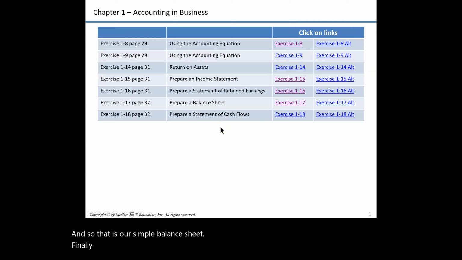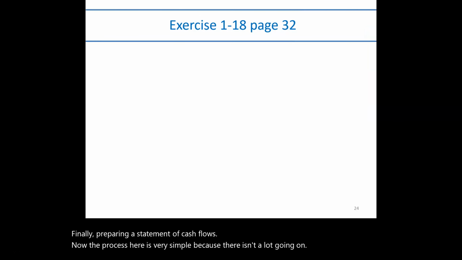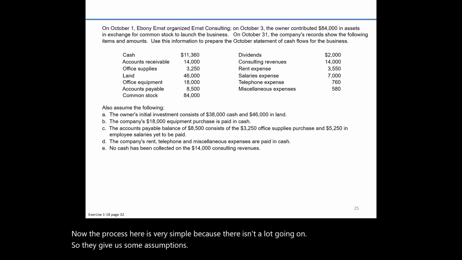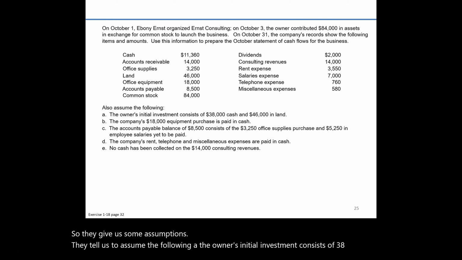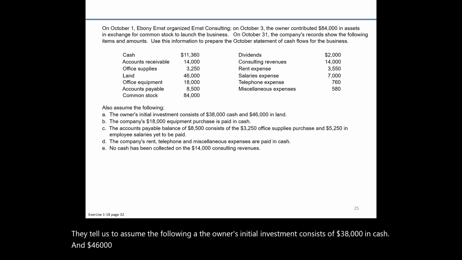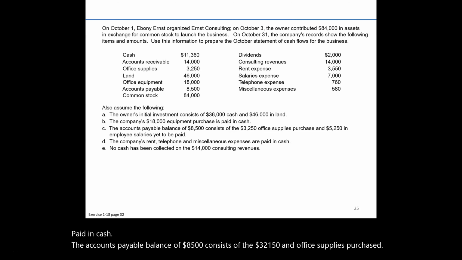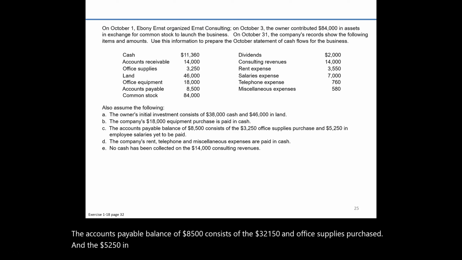Finally, preparing a statement of cash flows. Now the process here is very simple because there isn't a lot going on. So they give us some assumptions. They tell us to assume the following. A, the owner's initial investment consists of $38,000 in cash and $46,000 in land. B, the company's $18,000 equipment purchase is paid in cash. C, the accounts payable balance of $8,500 consists of the $3,250 in office supplies purchased and the $5,250 in employee salaries yet to be paid.